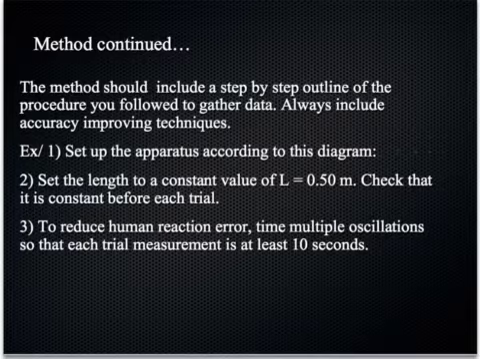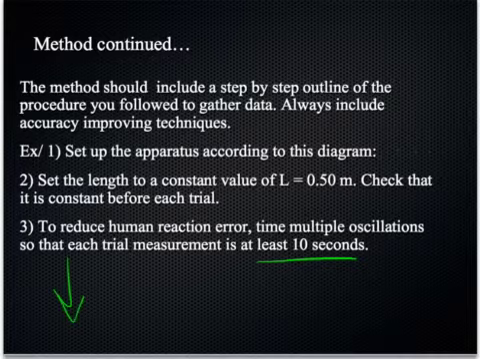Step 3, to reduce human reaction error, time multiple oscillations so that each trial measurement is at least 10 seconds. This is very important, as we discussed in class. It does reduce the percentage error that occurs with each trial, and so on. So you'd have more steps, obviously, to round out the method. This would be the first few steps to a simple pendulum investigation, which we have to practice with in class.